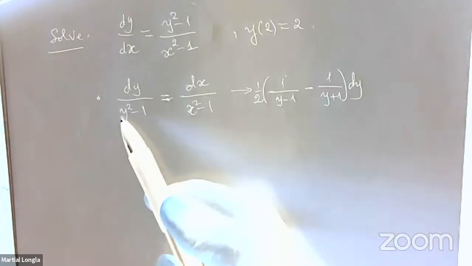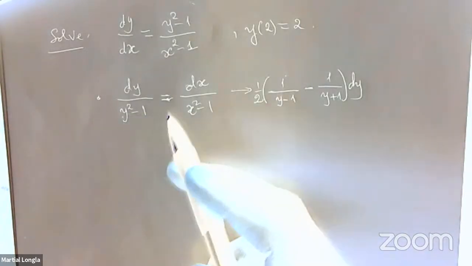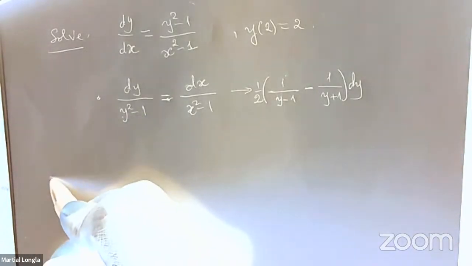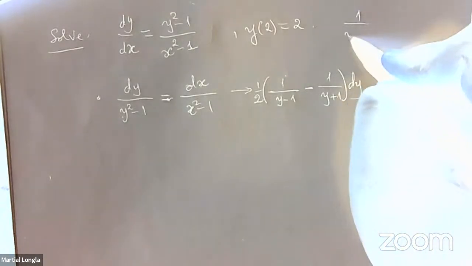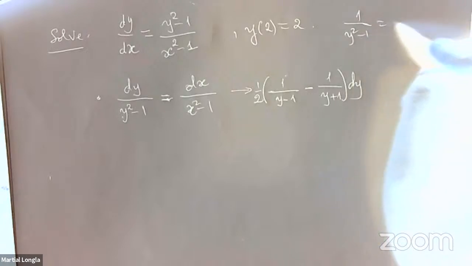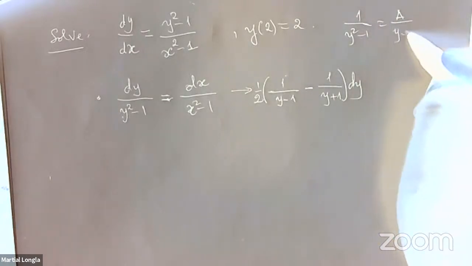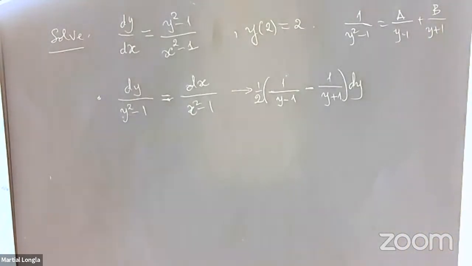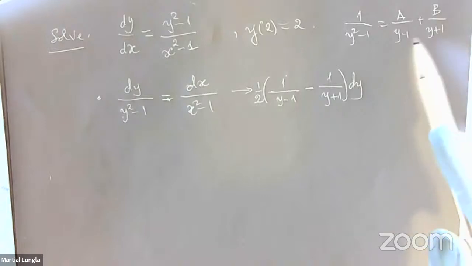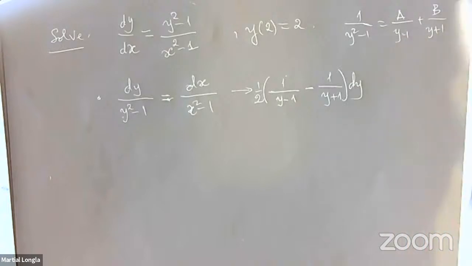Why is that true? Because when I want to do partial fractions, I write down that 1 over y squared minus 1 is A over y minus 1 plus B over y plus 1, right? I solve this. You remember this? You solve this by finding common denominator, identify and solve for A and B. This is how you get this.